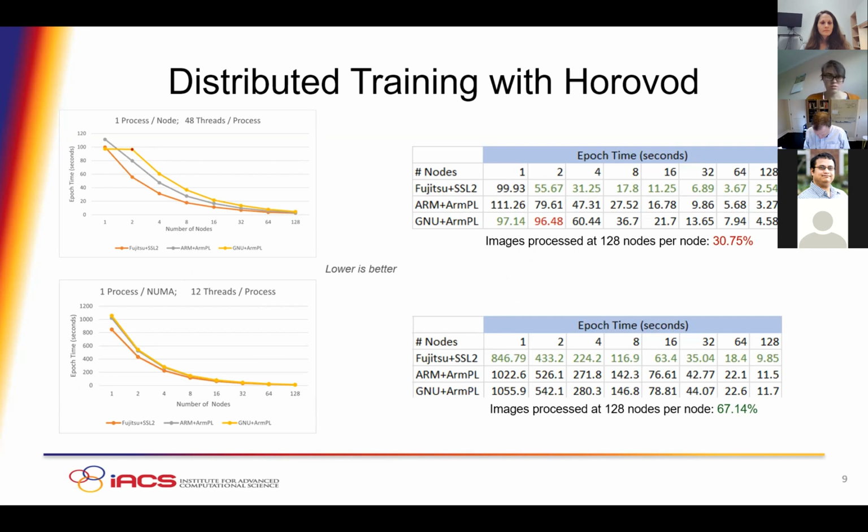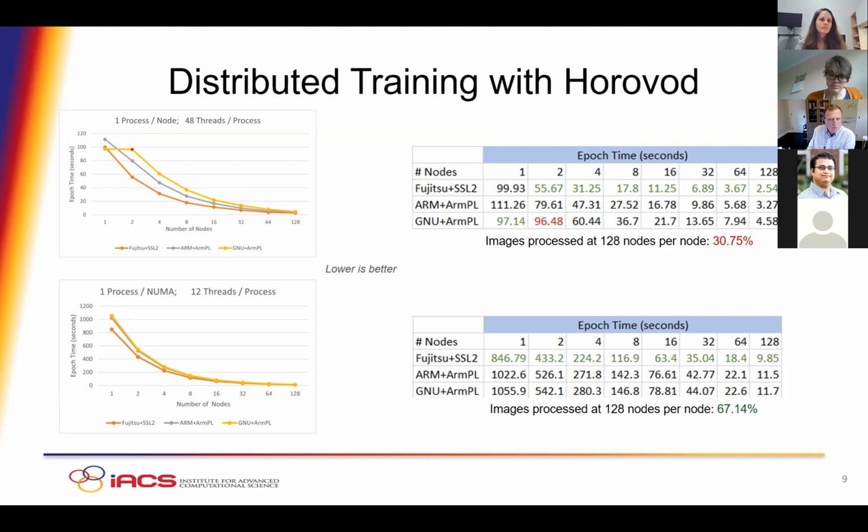And at the bottom, it is one process per NUMA region and 12 threads per process, so as to not cause any oversubscription issues. One interesting thing to note is that the new compilers with OpenMPI behave weirdly. As you can see over here, distributing the job towards the second node itself does not perform better than the first one. It is approximately the same. And even after that, we see that it is still slower than the other compilers.